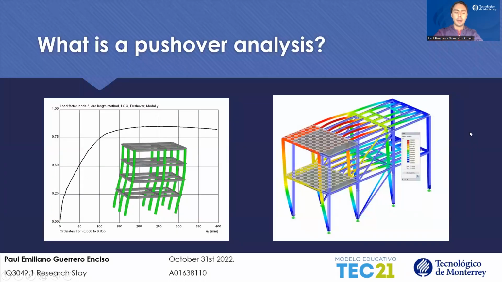First, we have to talk about what a pushover analysis is. Well, this is a type of analysis that increases the loadings in a structure in order to find the load path in which it forms the collapse mechanism of the whole structure. The final result of the analysis is the collapse loadings and the moment curvature graphs of all structural members.